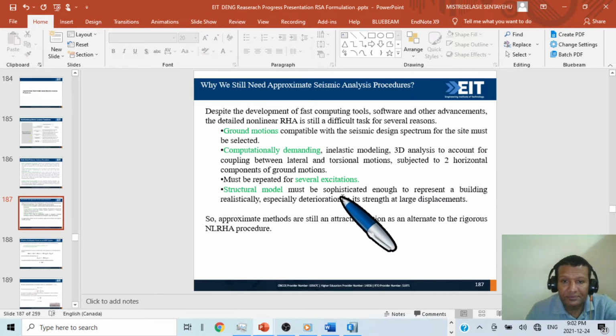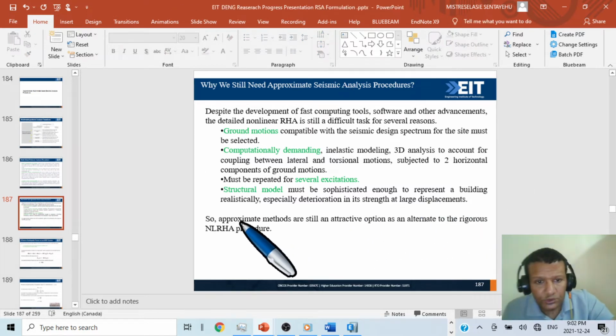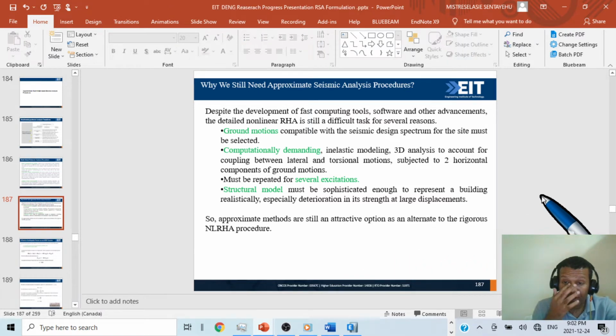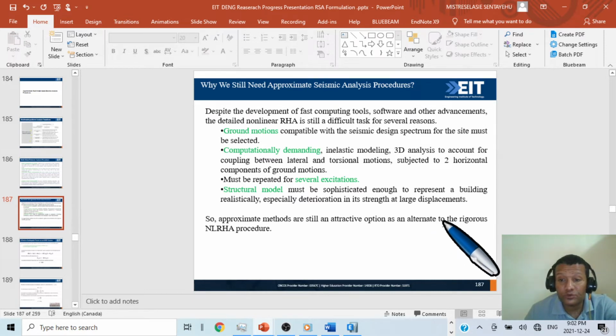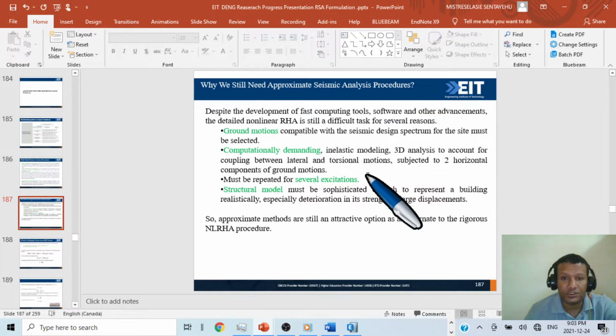Structural model must be sophisticated enough to represent a building realistically, especially deterioration in its strength at large displacement. So approximate methods are still an attractive option. Pushover analysis is an attractive option as an alternative to the rigorous nonlinear response history analysis procedure. But for our case, we will do both to see the difference.